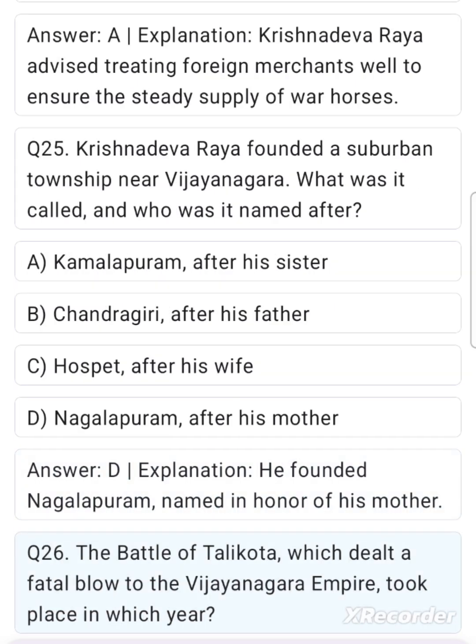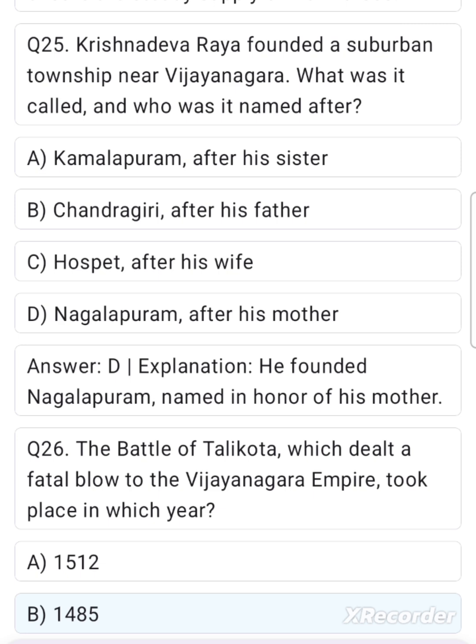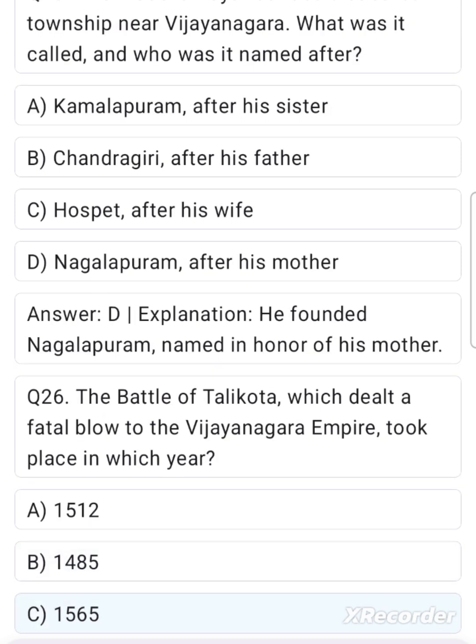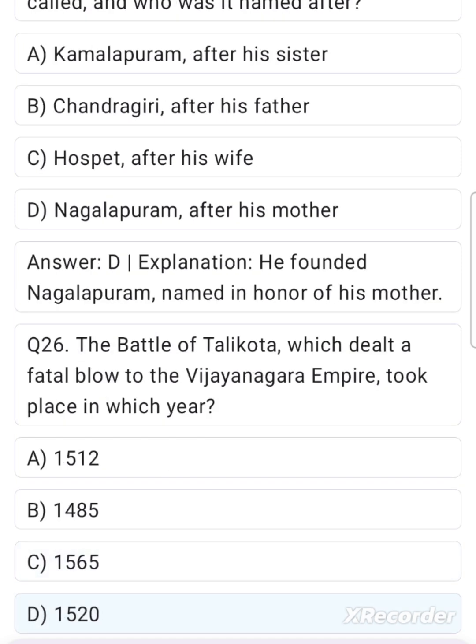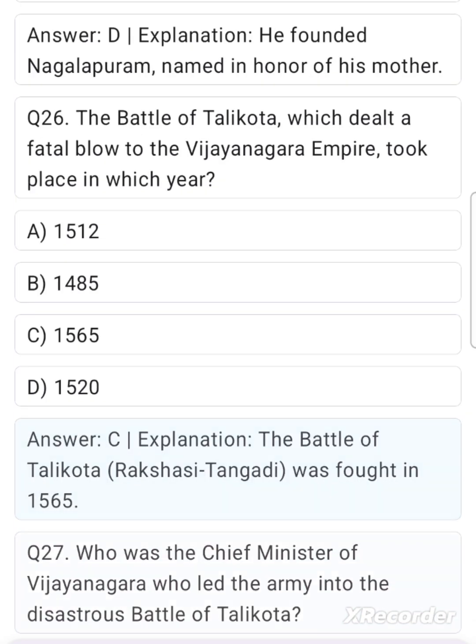Q26. The Battle of Talikota, which dealt a fatal blow to the Vijayanagara Empire, took place in which year? A. 1512. B. 1485. C. 1565. D. 1520. Answer. C. Explanation. The Battle of Talikota, Rakshasi Tangadi, was fought in 1565.